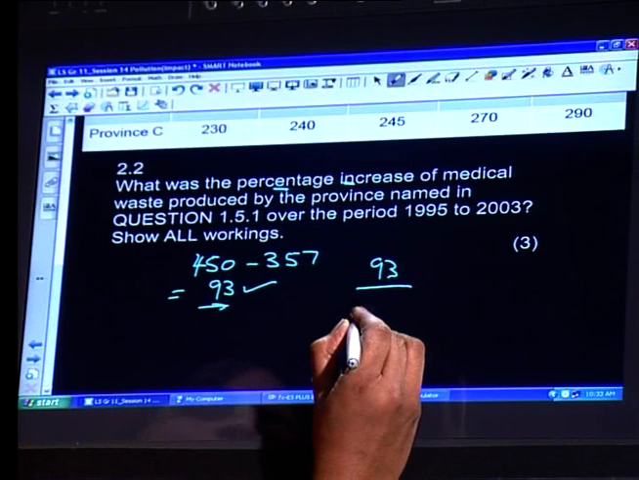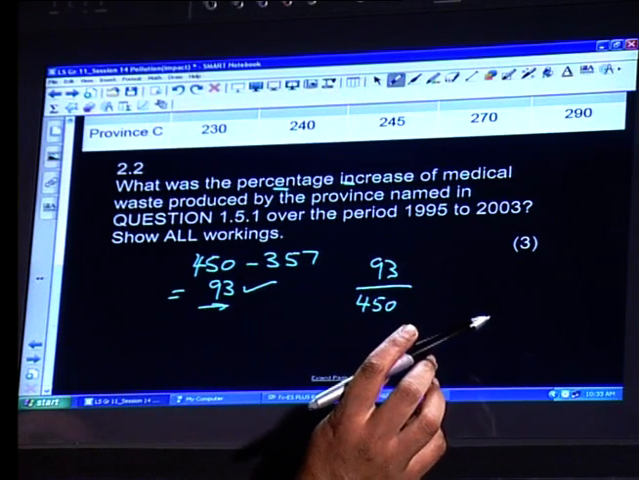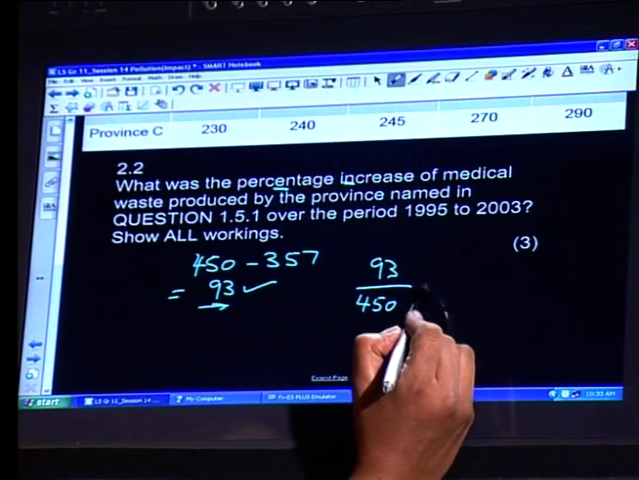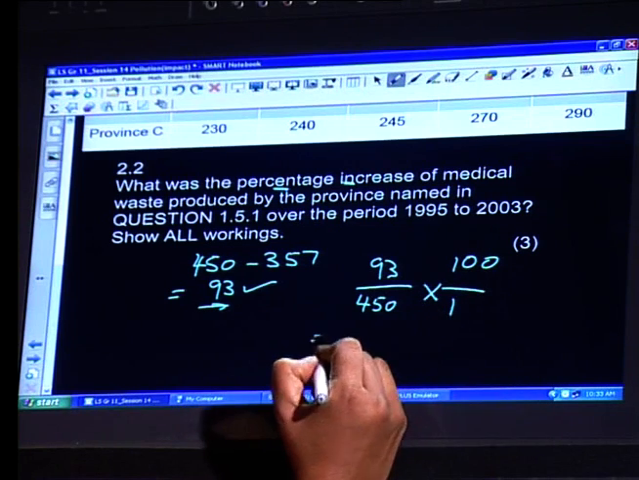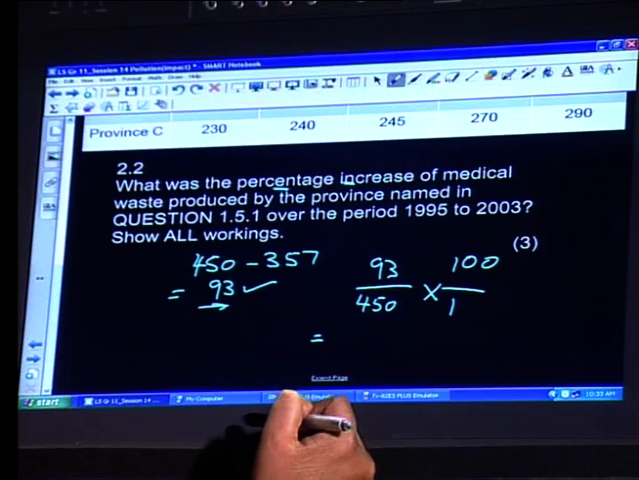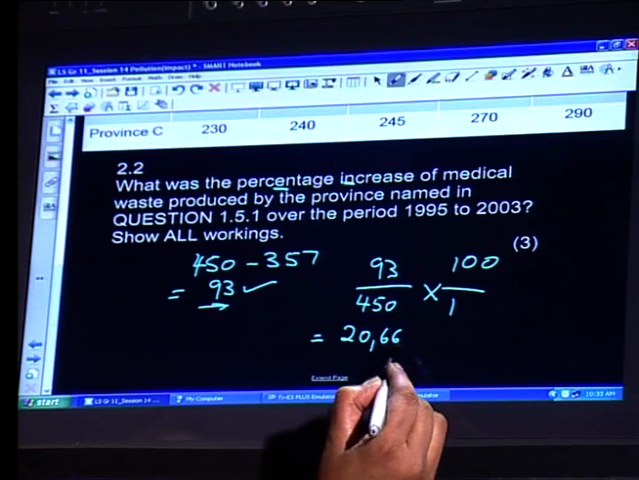93 over 450. Why not over 357? Remember, they want the increase, so you're going to take the bigger amount. So the difference, from the big to the small, the difference over the biggest amount, because it's increase, times 100 over 1. And if you work that out with your calculator, you will get 20.66.